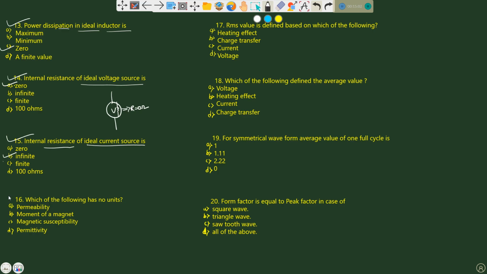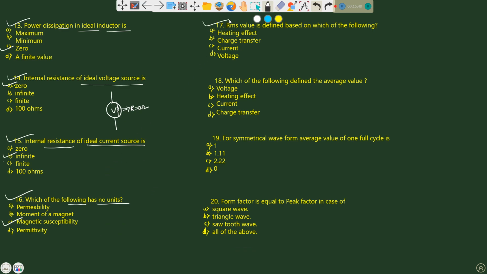Okay. So next we have, which of the following has no unit? Permeability, we know that it is related with inductance, Henry per meter. At the same time, permittivity is with respect to capacitance, that is farad per meter. Moment of magnet also will be having some unit. Here magnetic susceptibility will be I upon m, so it won't be having any unit. Okay, so option C is the answer.